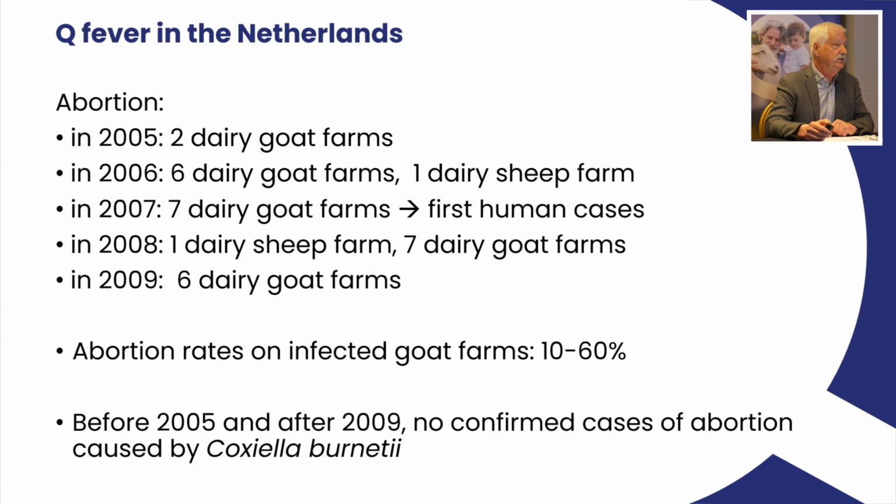in the same region. Going through the years that followed: 2005, 2 dairy goat farms with an abortion storm. 2006, 6 dairy goat farms and 1 dairy sheep farm, and there was a big difference between them, because the problem on the dairy sheep farms was much more minor compared to what we saw in dairy goat farms. 2007, 7 dairy goat farms, and then the first human cases were notified and confirmed. In 2008, 1 dairy sheep farm and 7 dairy goat farms, and in 2009, 6 dairy goat farms.